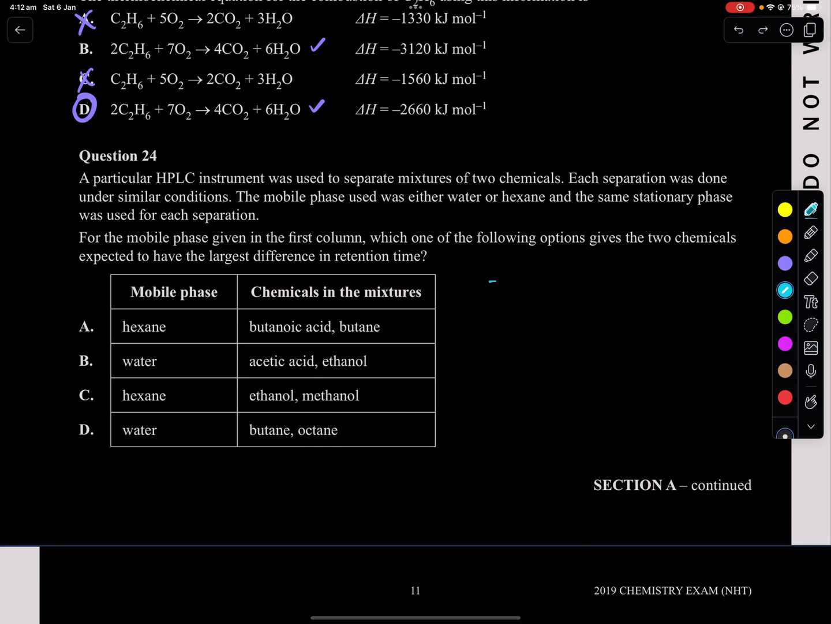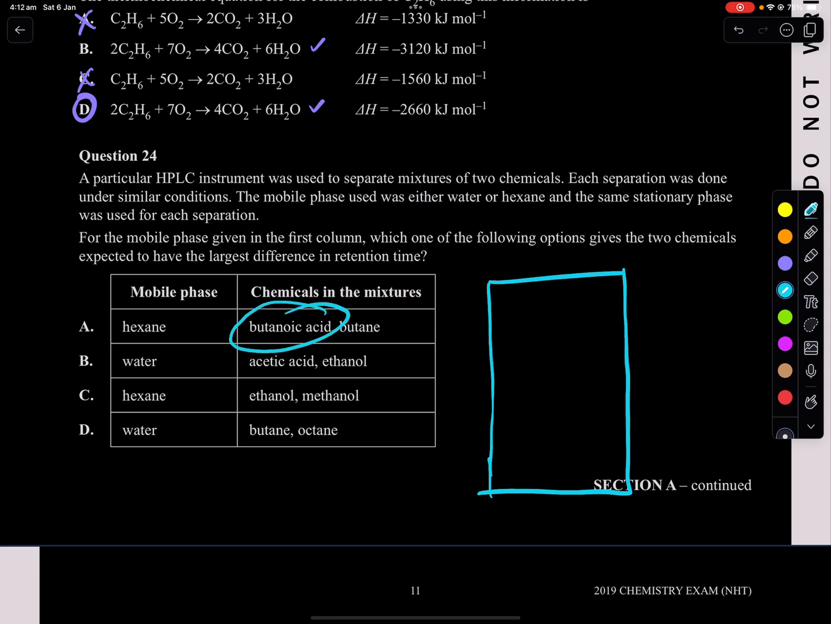For example, let's look at A. Let's say the stationary phase was butanoic acid as the first one, and hexane is the mobile phase. Well, butanoic acid is very polar. And hexane is non-polar, so it's going to go quickly down. It's actually not going to mix up. Imagine in, let's say, 3 seconds, it'll straight away go down here. That's what's going to happen with hexane. It's just going to go quickly down.